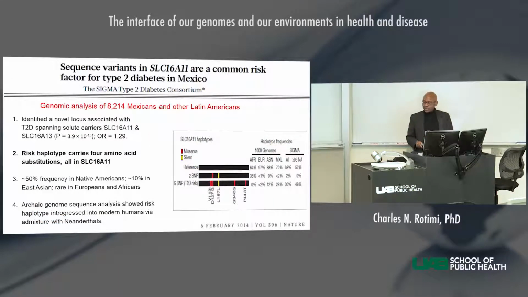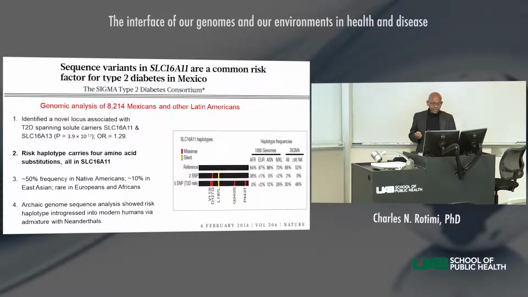So if you ask that question, there was a very, very good study done recently that looked at diabetes among Mexican and other Latin American populations, and they identified 2 solute carriers that were very, very highly significant with a very reasonable odds ratio of about 1.3. And it was actually quite interesting.